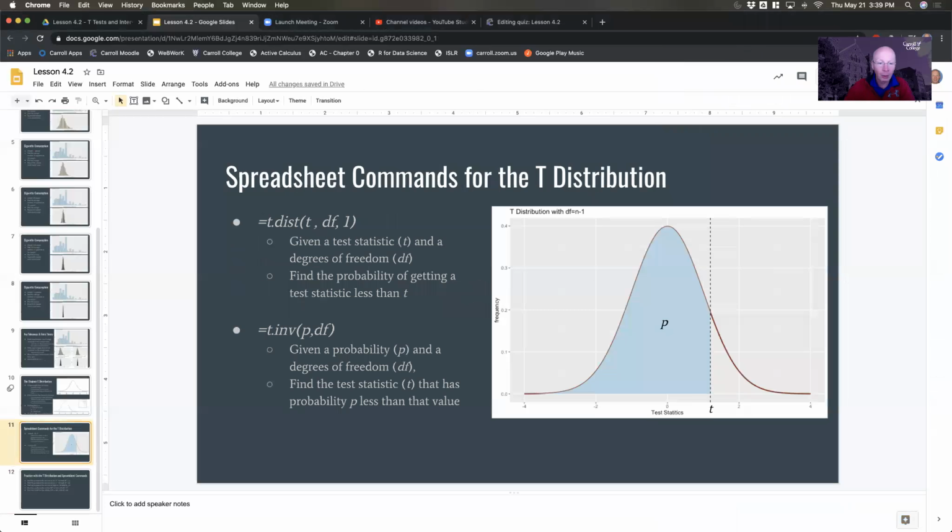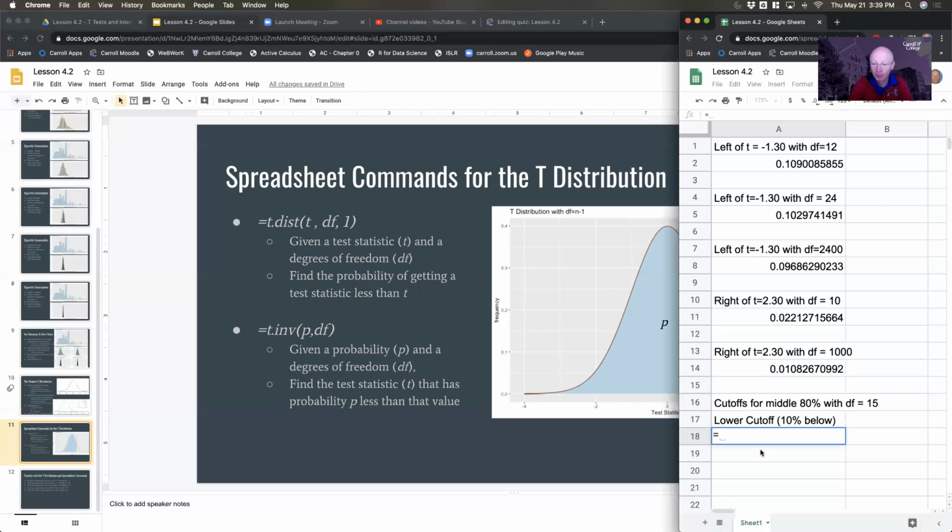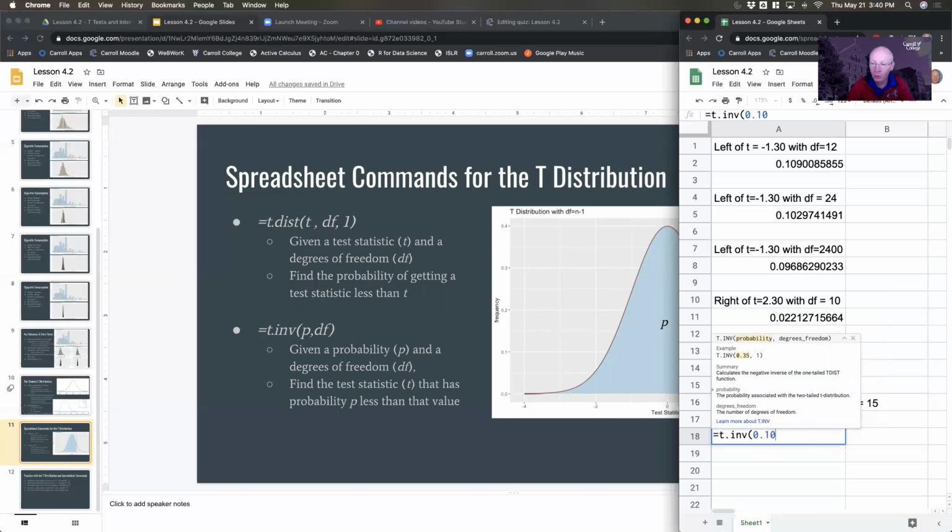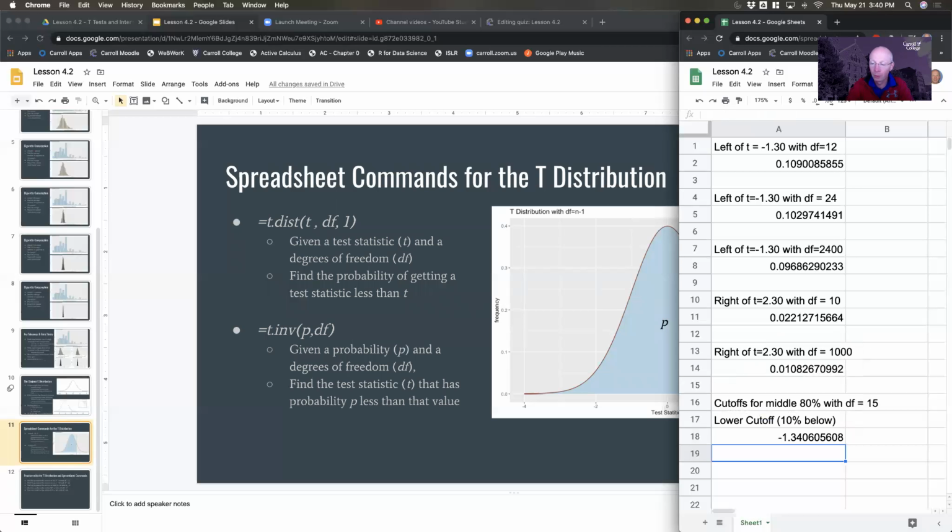Let's go back to my commands here. I have a probability now. I have that 10%, and I have the degrees of freedom. It will give me the test statistic associated with that. So t.inv of 0.10, 10%. My degrees of freedom was 15. Enter. So there's my lower cutoff.